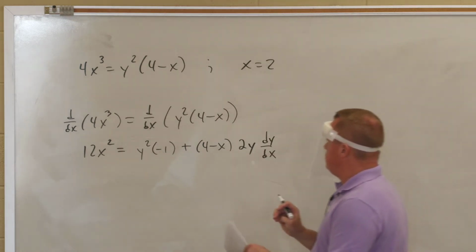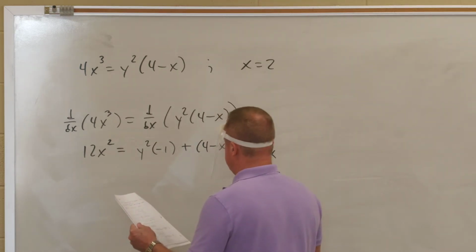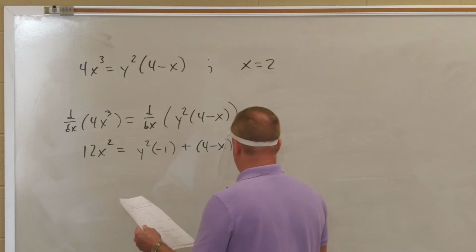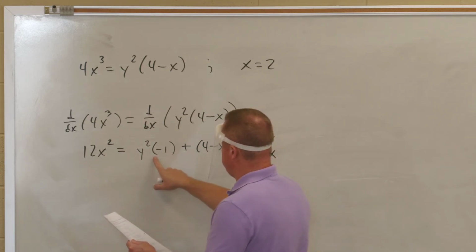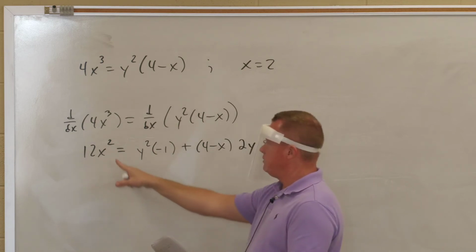All right, so a little work here. Looks like I can just move this negative y squared here to the other side.